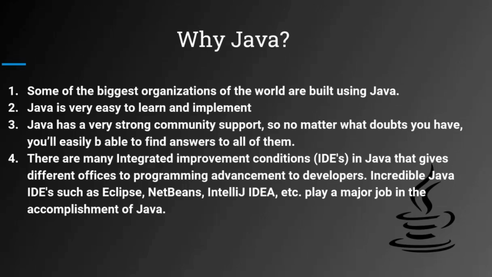Java originally was created by Sun Microsystems, which was then acquired by Oracle, and many of the products of Oracle have been made in Java, and many many other companies also implement Java in their products. The next point is that Java is very easy to learn and implement. Java was made in such a way that a complete beginner can very easily understand all the major programming concepts of Java.